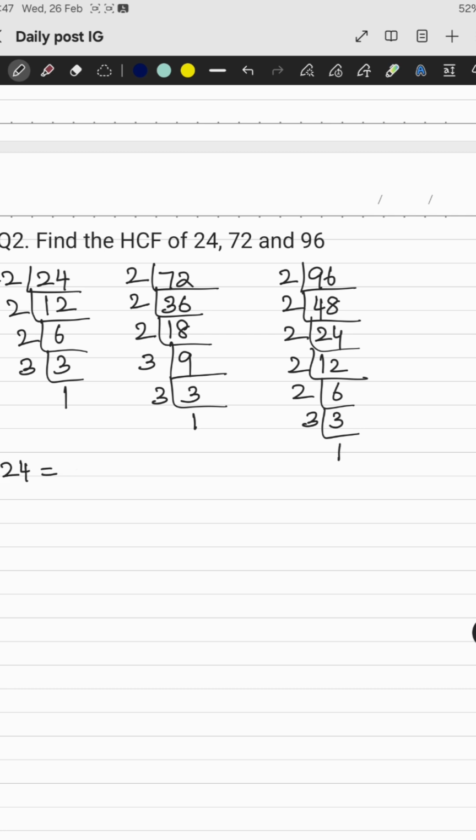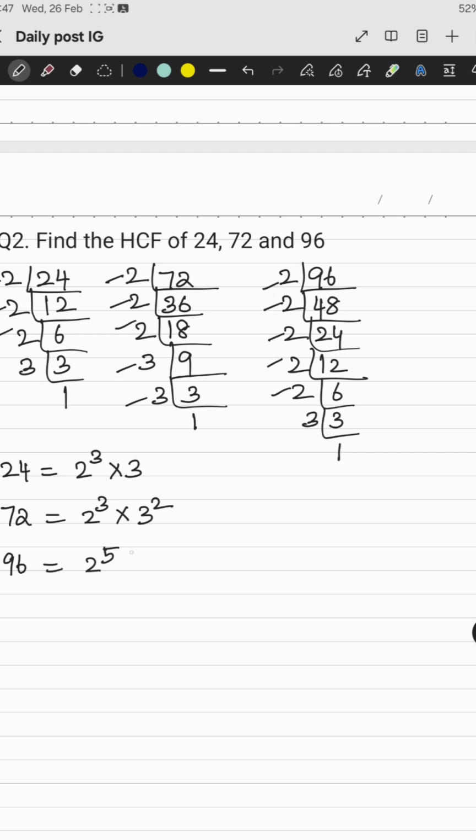So 24 is equal to, I'll write it directly. So how many powers of 2 do you have? 1, 2, and 3. So 2 to the power 3 into 3. You also have a 3 here. And then 72 is equal to, you have 2 three times, right? 2 cube into 3, you have 2 times, right? 3 square. The last one, 96 is equal to 1, 2, 3, 4, 5, 2 to the power 5, multiplied by 3.